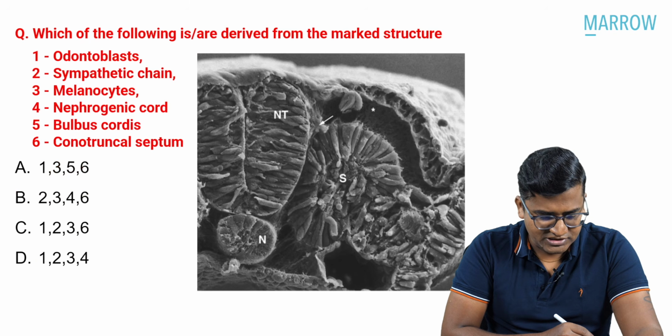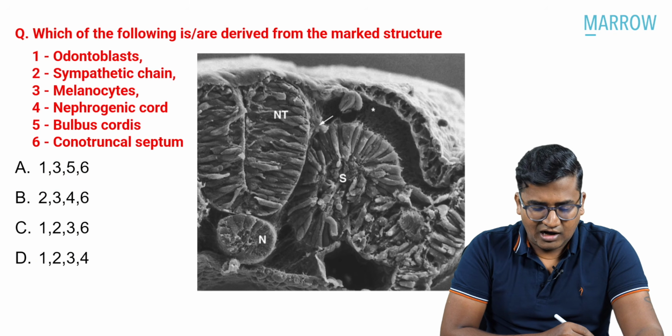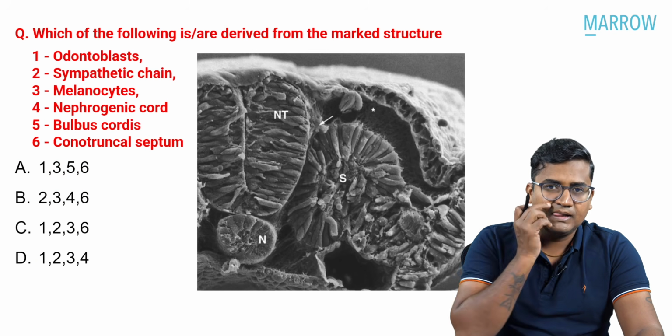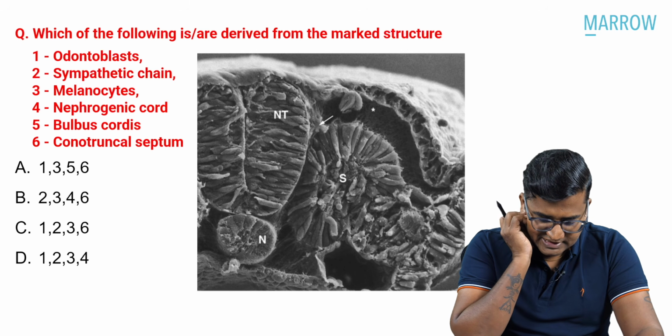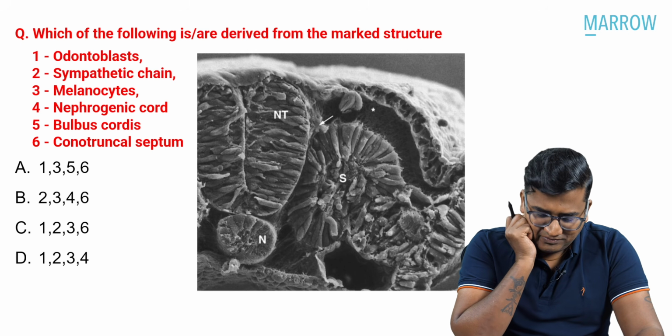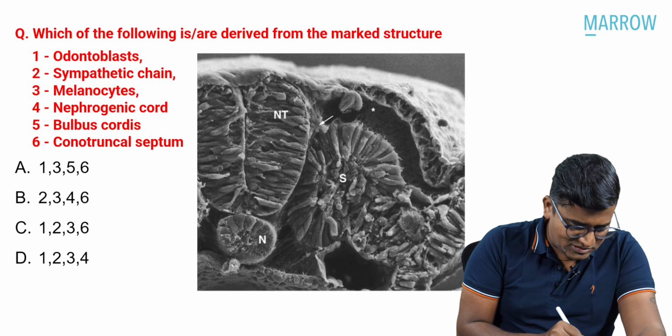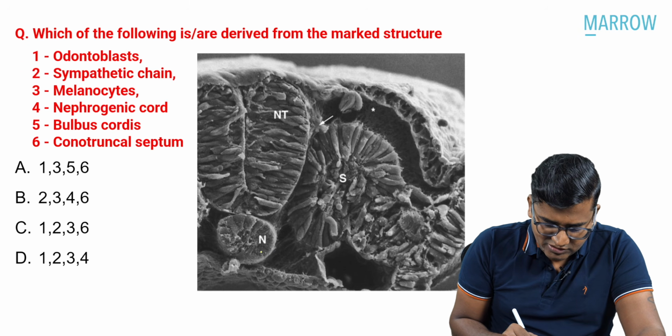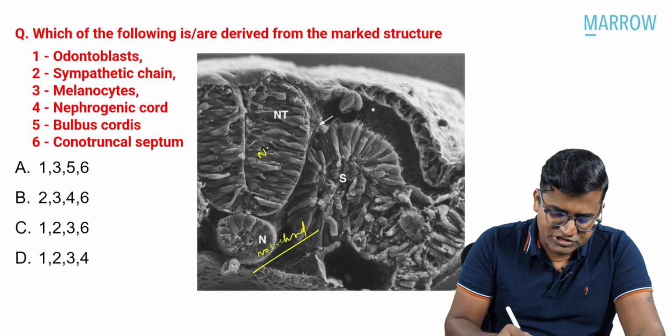Right. Now, come to the second question. Again, an embryology question. Which of the following are derived from the marked structure? This is a diagram they gave in the exam. Now, in the diagram, the marking is on, see here, this is our notochord and this is our neural tube.